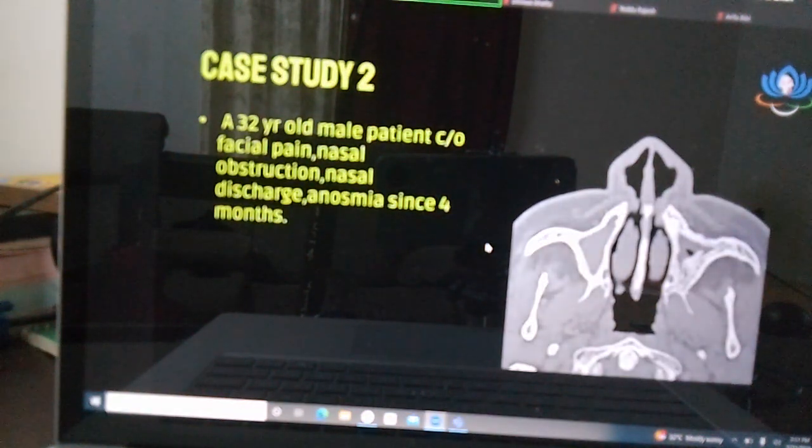The next case study, case 2: a 30-year-old male patient with complaints of facial pain, nasal obstruction, nasal discharge, and anosmia since 4 months. Here it's a bilateral disease. Here we see complete opacification of the sinus, and here a triangular opacification. That means mainly the mucosa along the walls of the maxillary sinus is inflamed. But you also observe the bone surrounding the sinus here. The bone wall is thickened, and there is a lot of reaction in the bone.